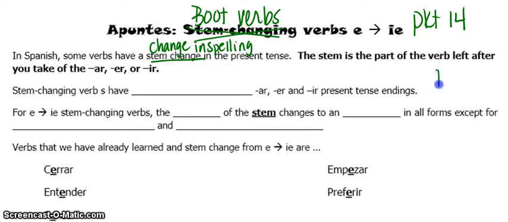So for example, the verb pensar is an AR verb because it ends in AR. You drop the AR, and you're going to have a change in the way that it's spelled in the stem, P-E-N-S. Stem changing verbs have regular AR, ER, and IR present tense endings. Remember, you have to have those memorized. Those you have to know, they're the basis for all of what we're going to be doing the rest of this year.